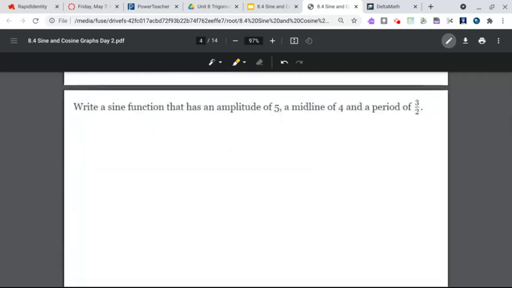Write a sine function that has an amplitude of 5, a midline of 4, and a period of 3/2. Okay? Y equals amplitude first. Here, remember amplitude is a measure of distance from the midline of a trig function to its max or its min. So amplitude always has to be positive. Y equals 5 sine.